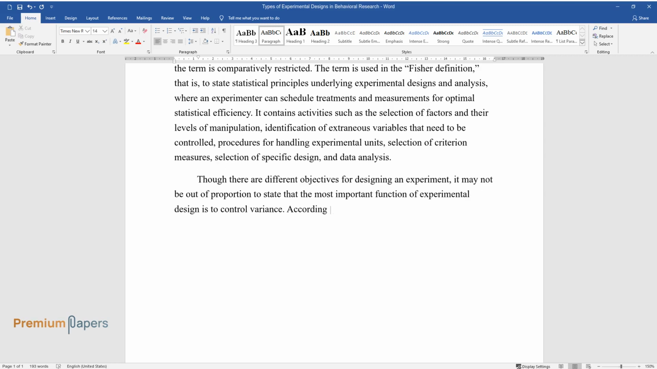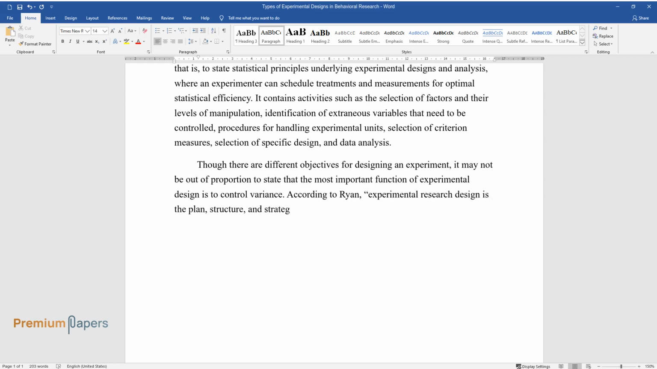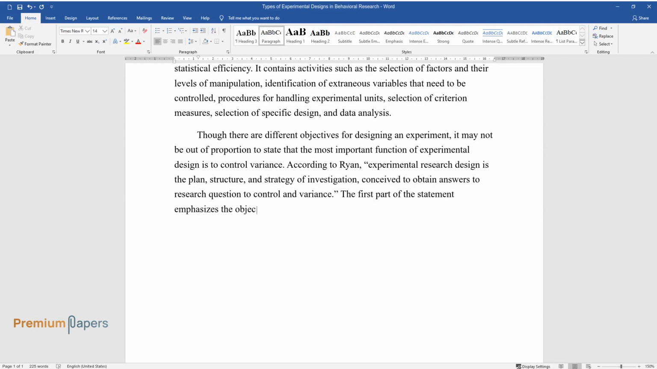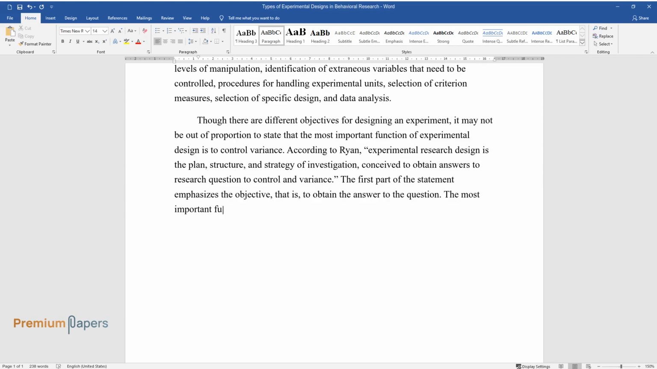According to Ryan, experimental research design is the plan, structure, and strategy of investigation, conceived to obtain answers to research questions and to control variance. The first part of the statement emphasizes the objective, that is, to obtain the answer to the question. The most important function of design is the strategy to control variance.